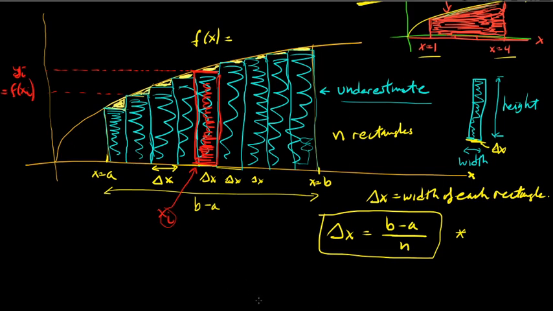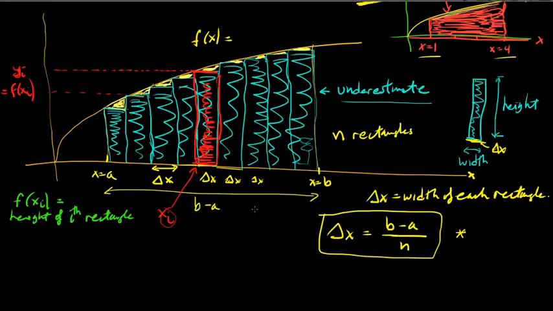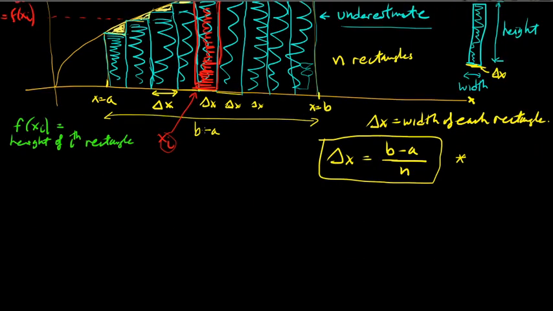So what we're going to do is say f of xi is the height of the ith rectangle. This one here is the fifth rectangle, so i is 5. The first one is i equals 1, and so on. But that's it. Now we can find the area of each rectangle.